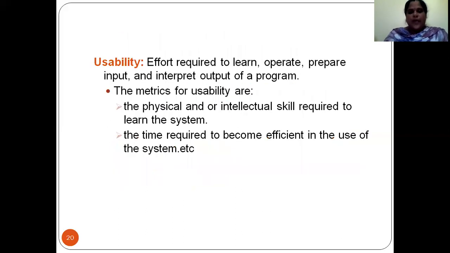Now you have another one, that is usability. Usability is the effort required to learn, operate, prepare input, and interpret the output of a program. So you should learn, operate, and prepare the input of a program, and you should interpret the output of the program in this usability. The metrics for usability are that you should have intellectual skill and physical skill to learn the system, how the system is working, and what is the time you are taking in order to bring an efficient system into use. This all comes under usability.